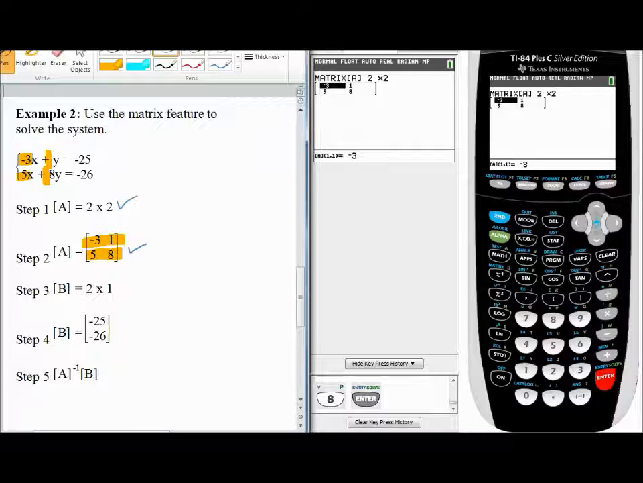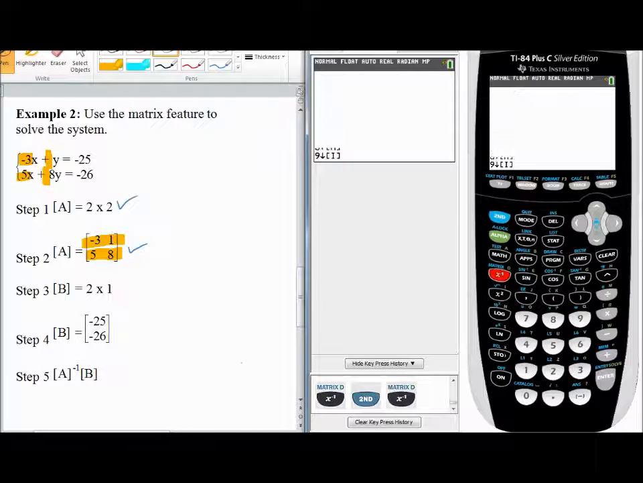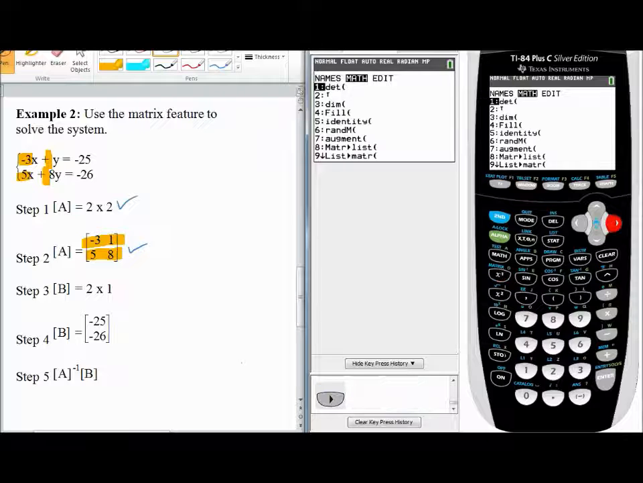So in order to do step 3, I need to go back second, matrix again. I have to put in data for matrix B. So once again, what did I do? I hit second and that x to the -1, and it took me back to this screen. So once again, if I need to put information in, if I need to enter data, I have to edit. So I'll scroll over to edit. This time I want to put the information in number 2. So I'll hit number 2.